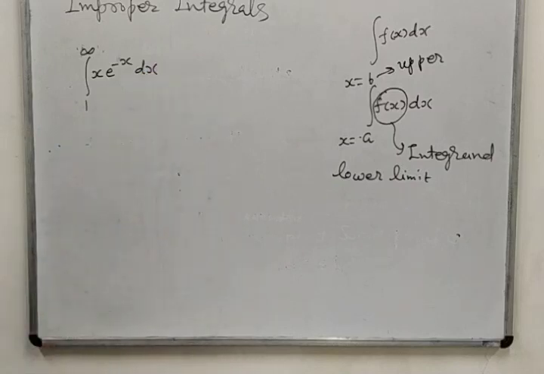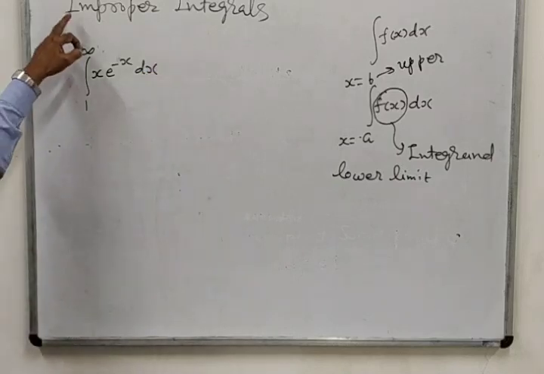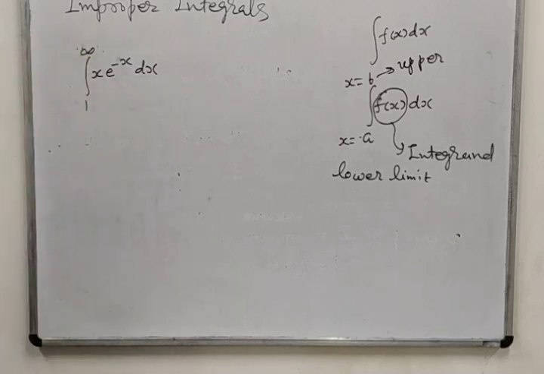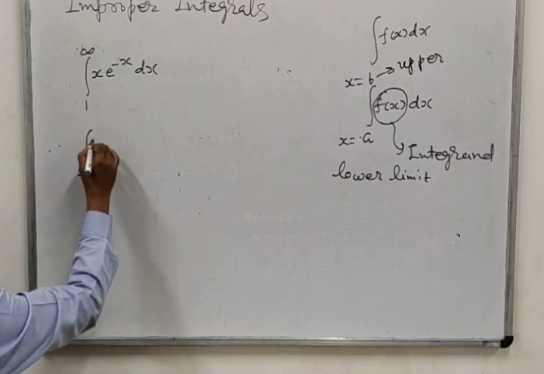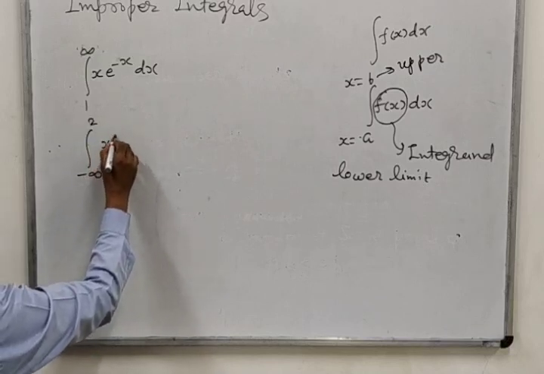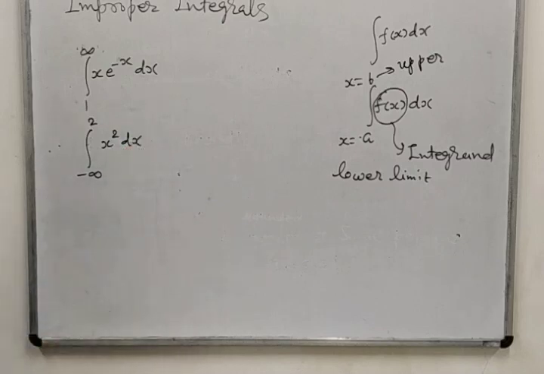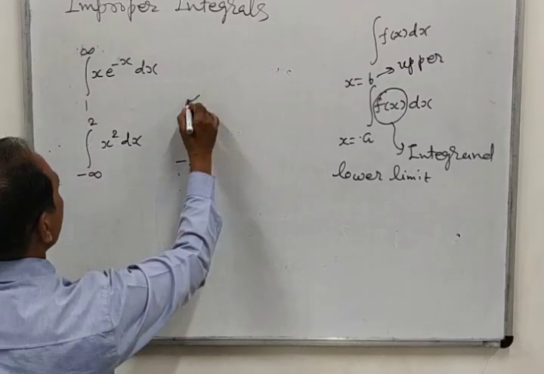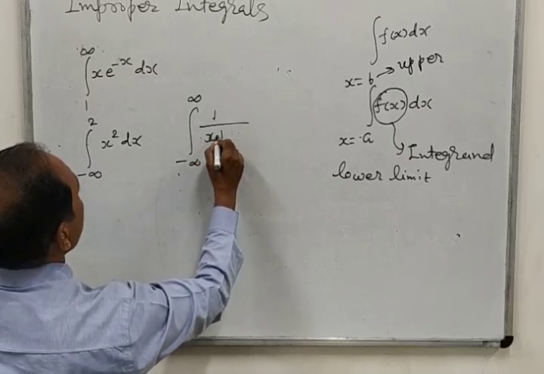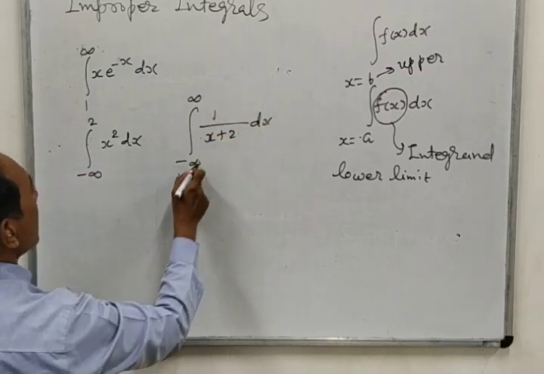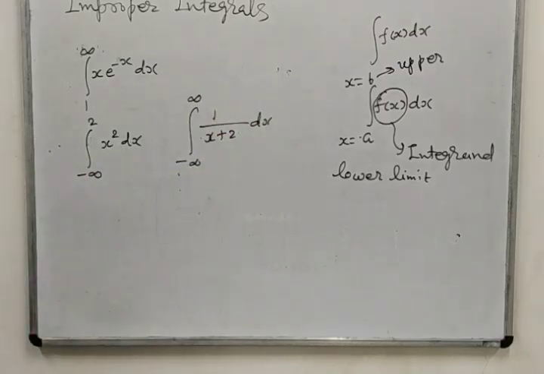So here you can see that this integration is an improper integral because the upper limit is infinite. Okay, if I consider minus infinity to 2 x square dx, then this is also an improper integration because the lower limit is minus infinity. If I consider minus infinity to infinity of 1 upon x plus 2, this is also an improper integral because both the limits are minus infinity and infinity.